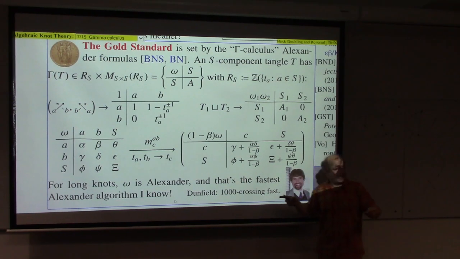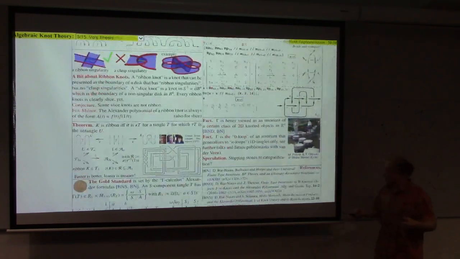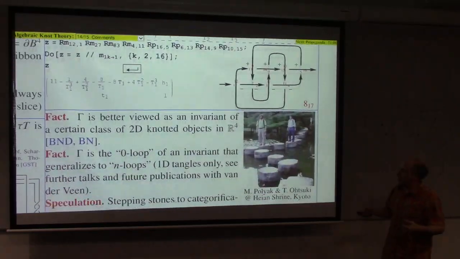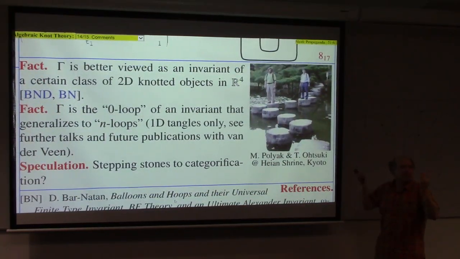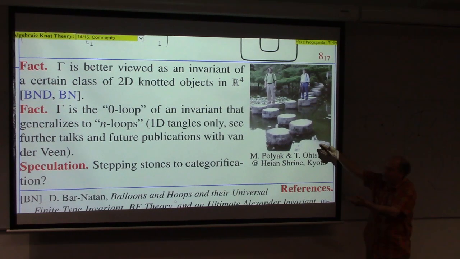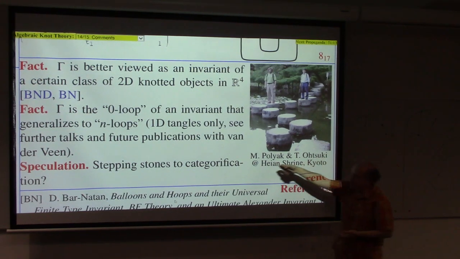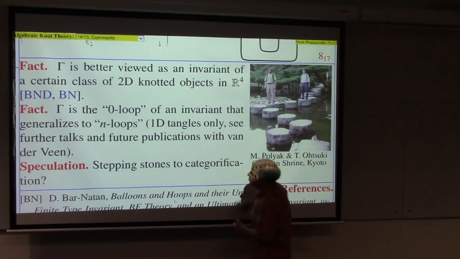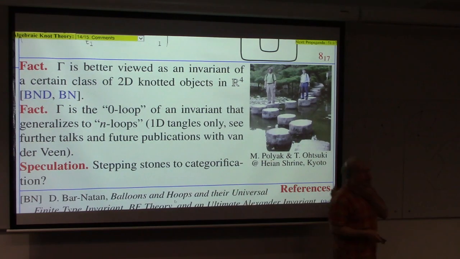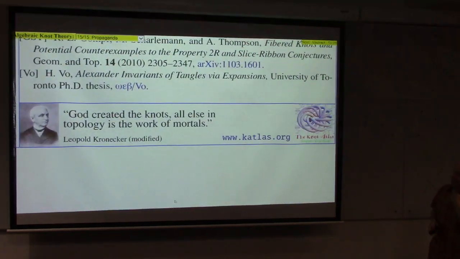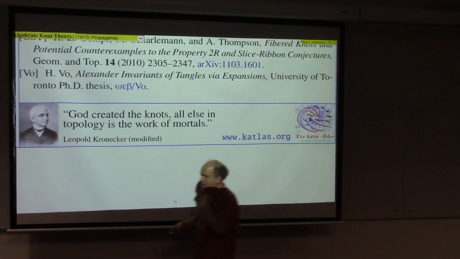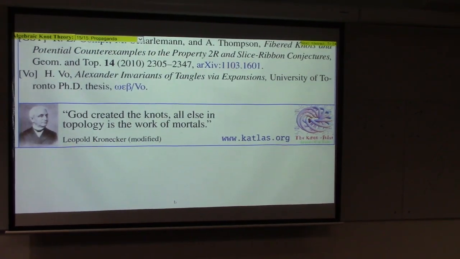So if anybody ever wanted to categorify the Alexander polynomial, the dream would be that you would be categorifying it in a meaningful way, in a way that will also be well behaved with respect to all of these operations. So the speculation is that this will give you a stepping stone for how to categorify the Alexander polynomial. I'm definitely out of time. I'll stop with my usual propaganda. Done.